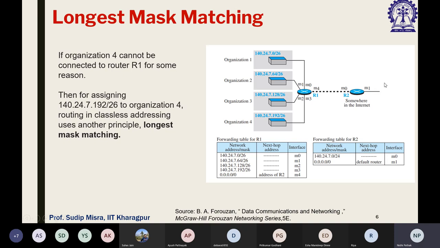Let us say that we have 4 organizations, organization 1, 2, 3, and 4. And let us say this particular organization is not co-located with organizations 1, 2, and 3. Or think of it this way: IIT Kharagpur has 3 departments which are co-located and 1 department which is located in Kolkata. Actually, it is there because IIT Kharagpur has campuses in Kolkata and Bhubaneswar. So let's assume that, and you need to do this kind of addressing and supernetting, etc.